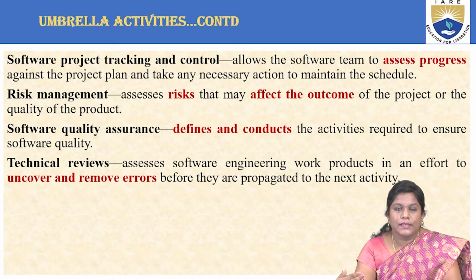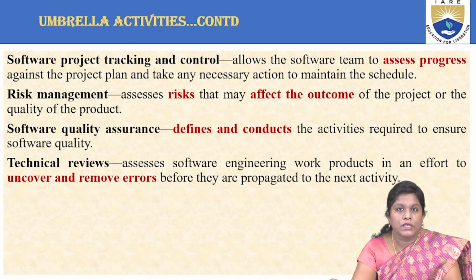What is the progress that has been completed in a plan, and take relevant actions to maintain that particular schedule. So it's nothing but tracking that particular project and controlling it: till where it has completed, and what necessary requirements it still needs so that it can be completed on time. So moving to risk management, it is trying to focus on the risks that will affect the outcomes of the project.